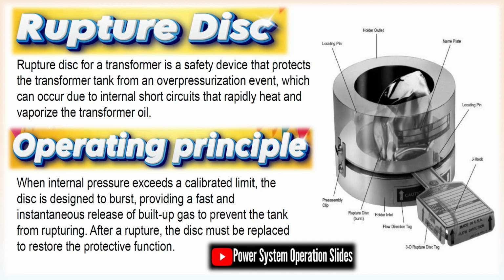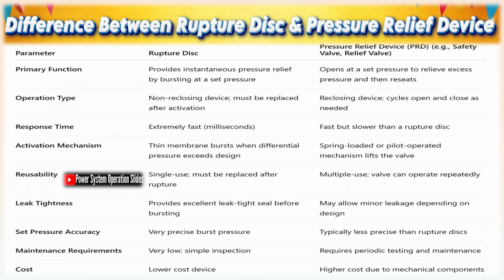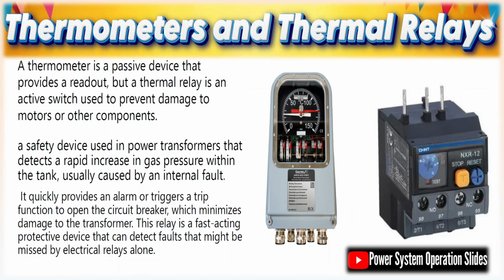Difference: rupture disc versus PRD. A rupture disc is a disposable pressure burst device, while a PRD is a reusable relief valve. The disc provides one-time rapid venting, whereas the PRD opens and reseats automatically. Both belong to the pressure relief category but operate differently.